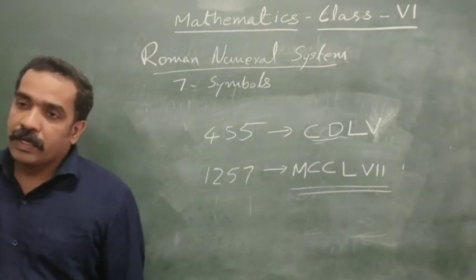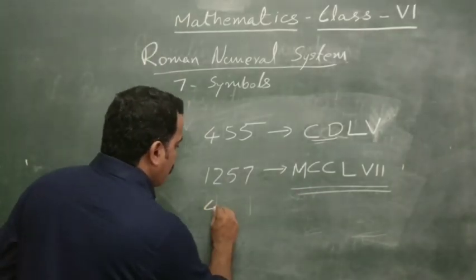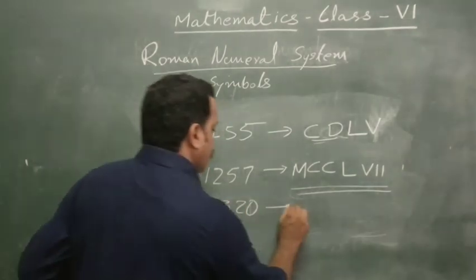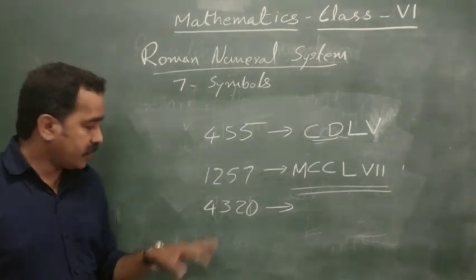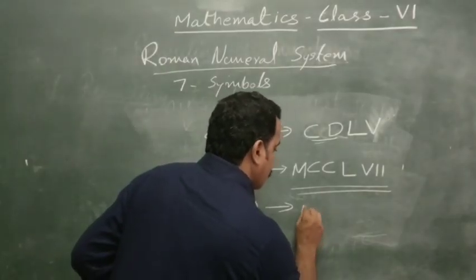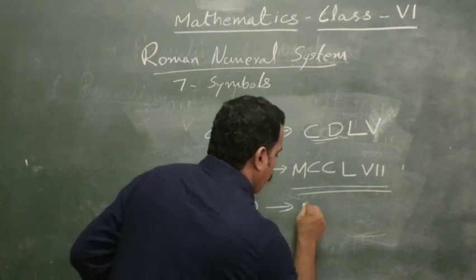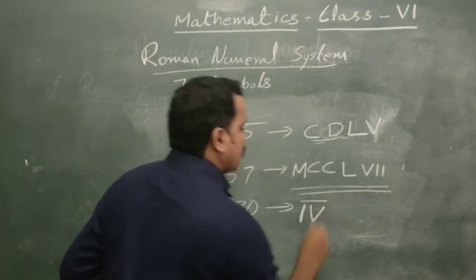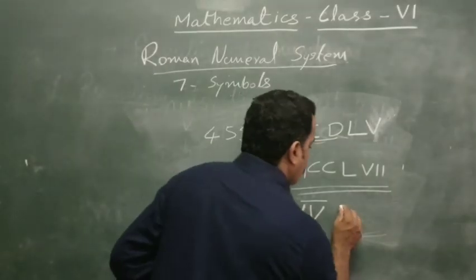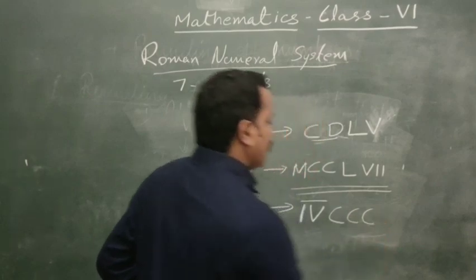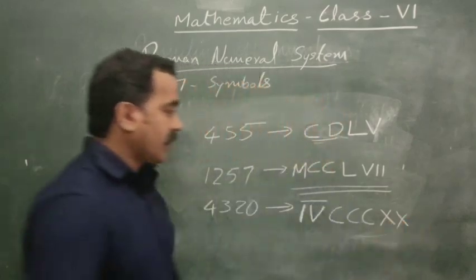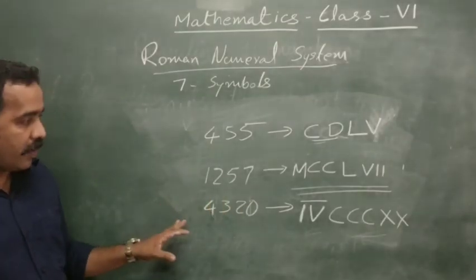1257. If you want to write another number, a big number, 4320, a big number, how can we write? 4000 means we have to write 4000, this is 4000, and 300, C, 320. Understood? This is the way we are writing.